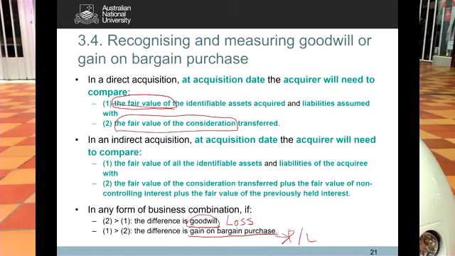This case happens rarely, which means you really get a good bargain. It normally doesn't happen, but if it happens, it will just be re-examined. Then you can recognize the gain.